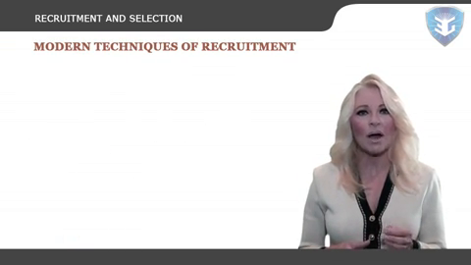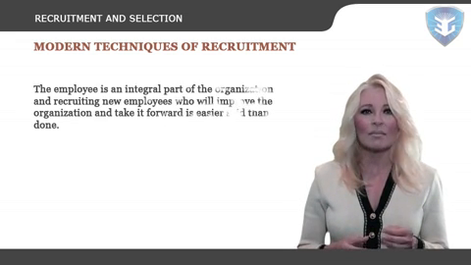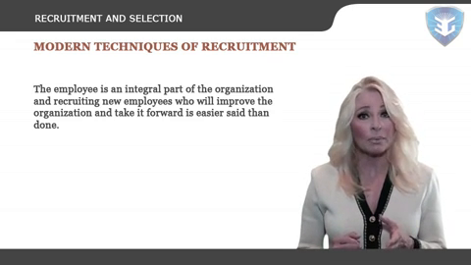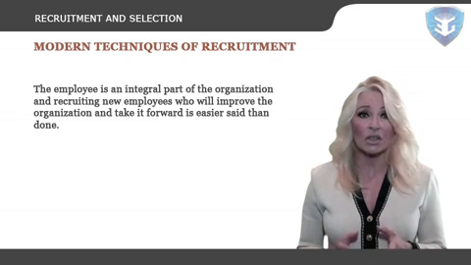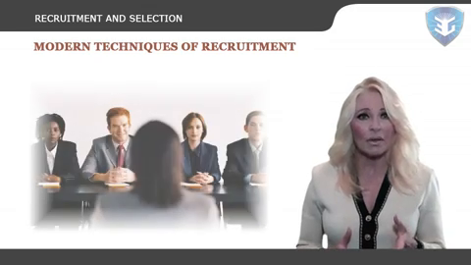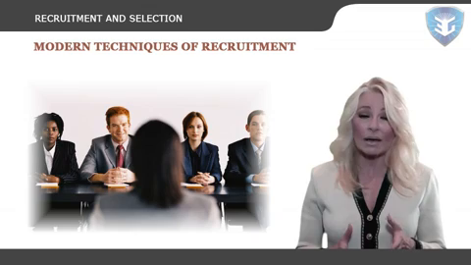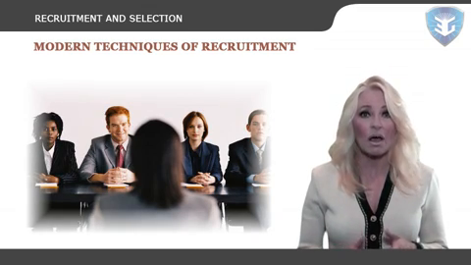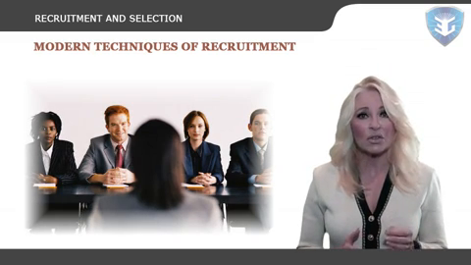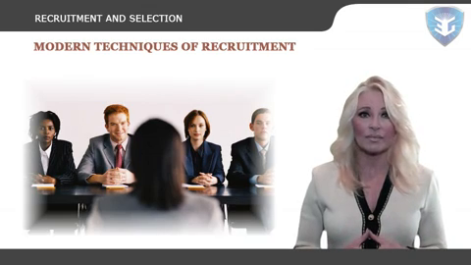Let's now talk about the modern techniques of recruitment. The employee is an integral part of the organization, and recruiting new employees who will improve the organization and take it forward is easier said than done. Over time, there have generally been two different types of recruitment methods that are employed by HR managers across the United States. One is the traditional recruitment method, while the other is the modern recruitment method.